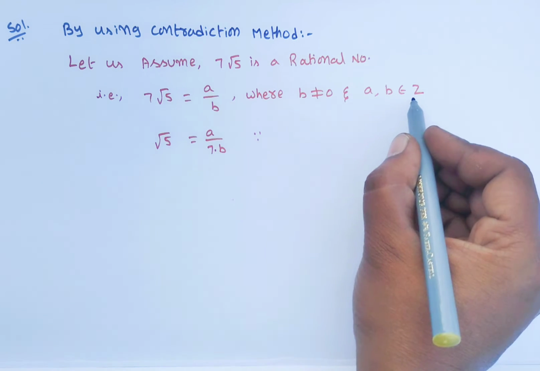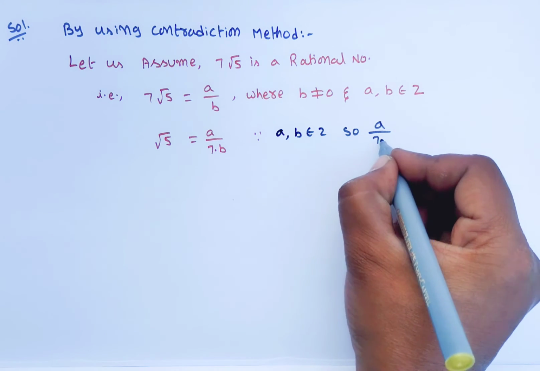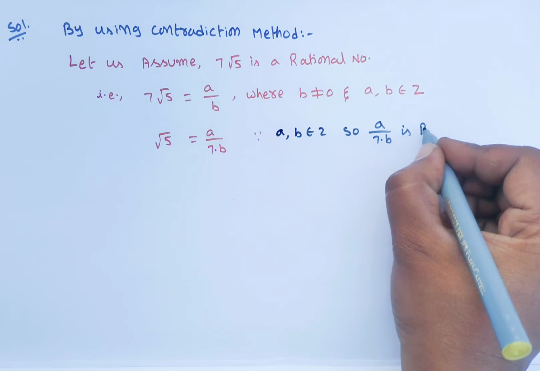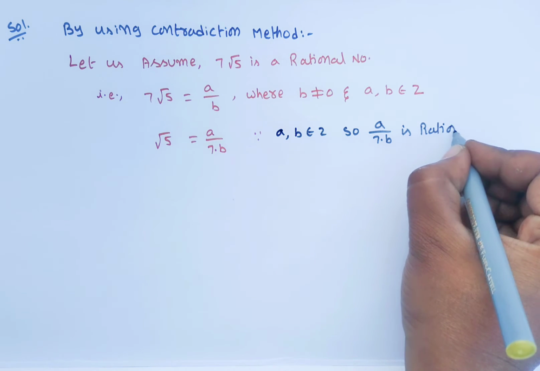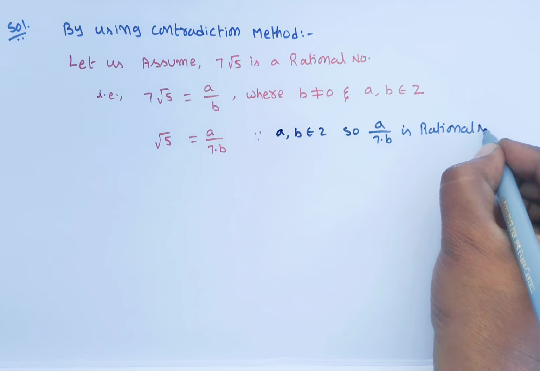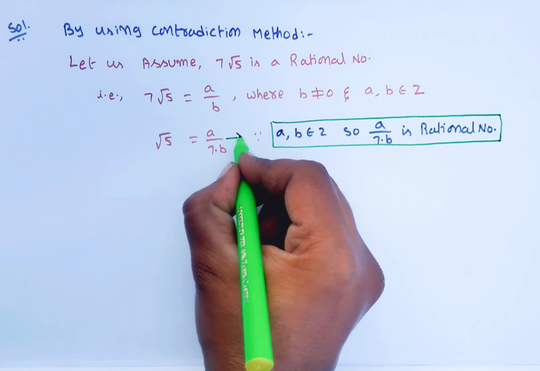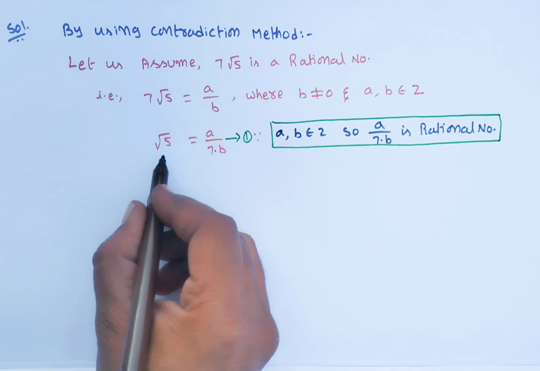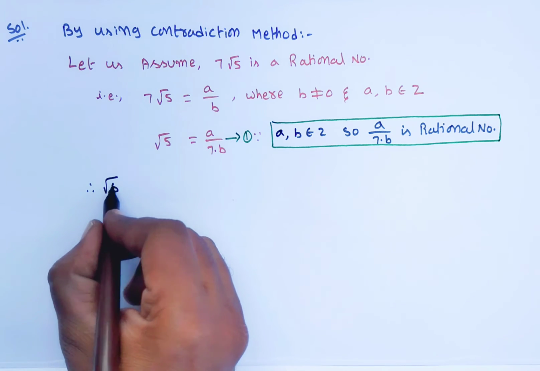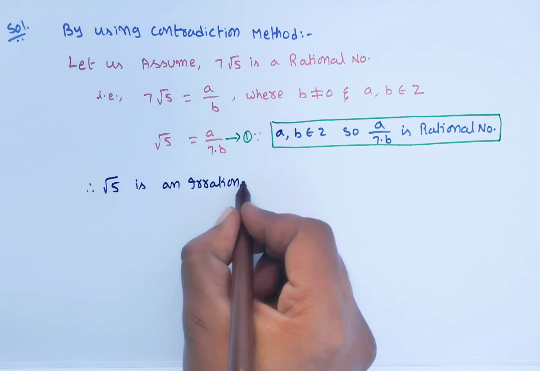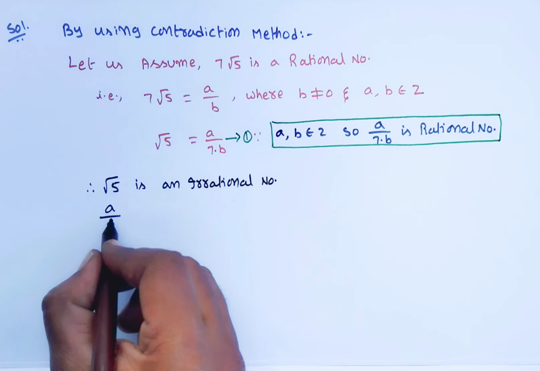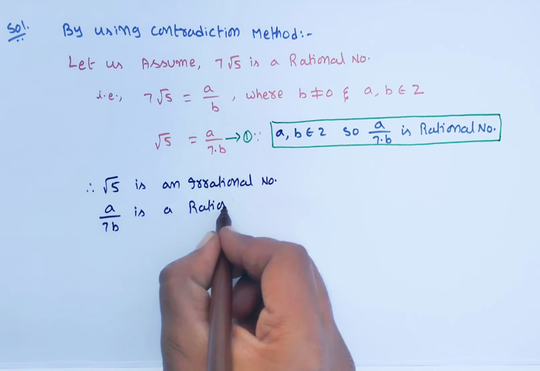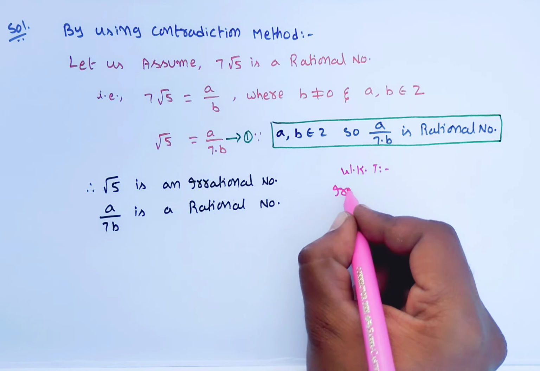Since a, b are integers, a divided by 7b is in the form of p by q. Clearly this is a rational number. We treat it as equation 1. We know that root 5 is an irrational number and a by 7b is a rational number.